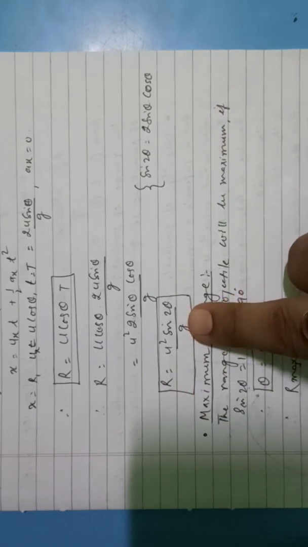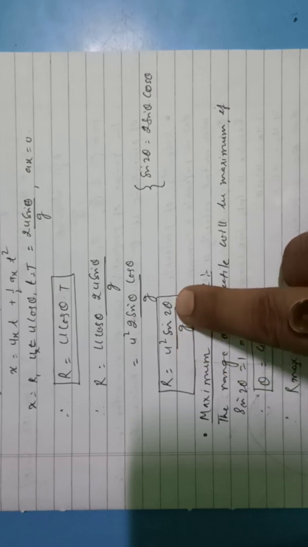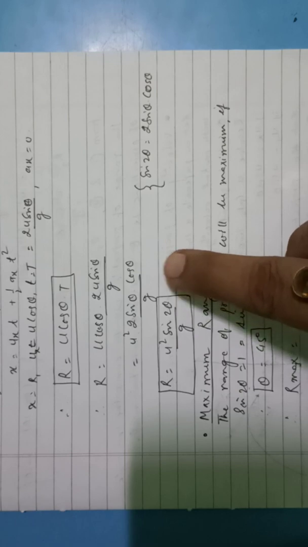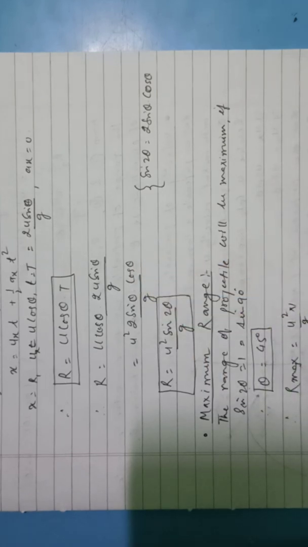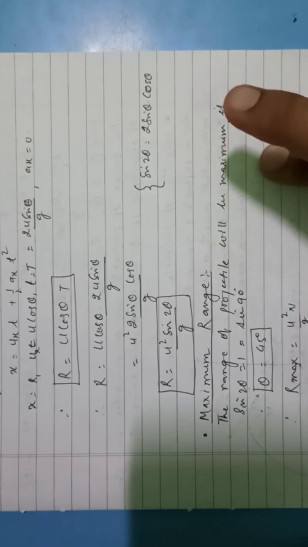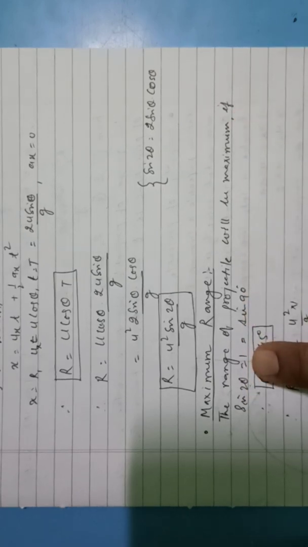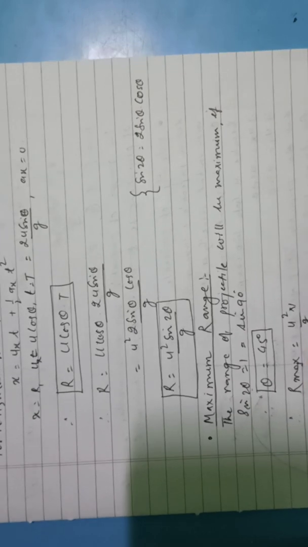This horizontal range depends upon two factors. One is the initial velocity of throw. Second one, angle of projection. Sin has two values: one is 0 when theta is equal to 0, and the maximum is 1 when the angle is 90 degree. Therefore, the range of projectile will be maximum if sin 2 theta is equal to 1. Therefore, R max is equal to u square by g into 1. So the R max formula is equal to u square by g.